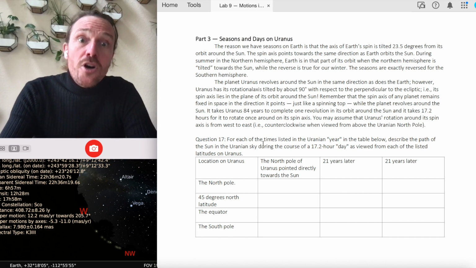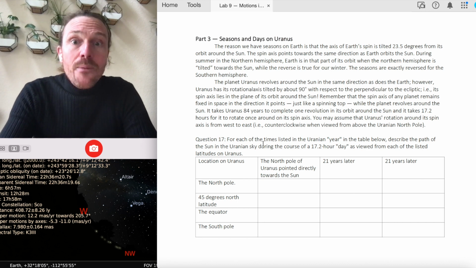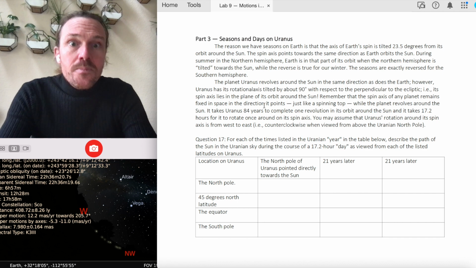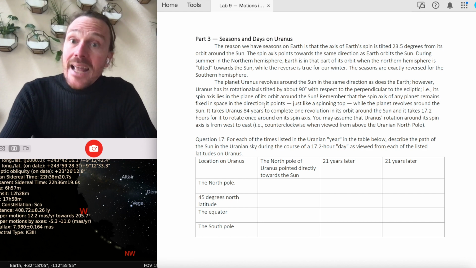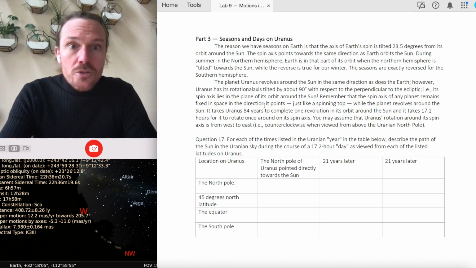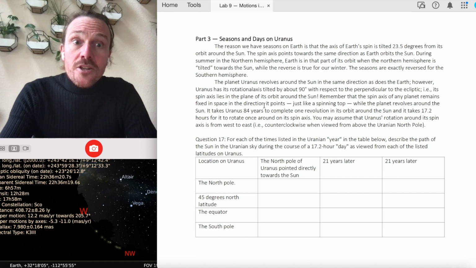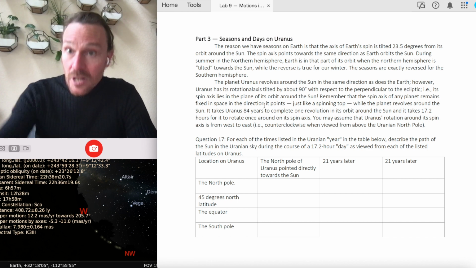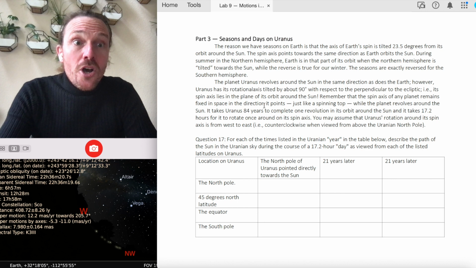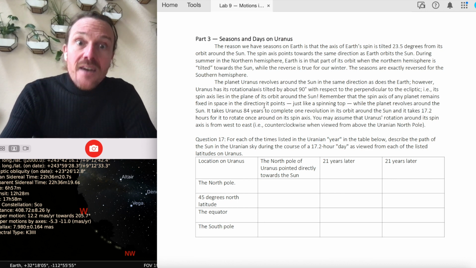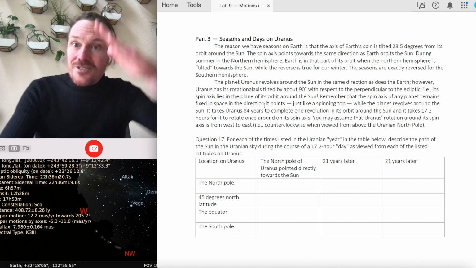So the planet Uranus revolves around the sun in the same direction as does the Earth and all the planets. However, Uranus has its rotational axis, which should be two words, by the way, tilted by about 90 degrees, really close to 90 degrees, not exact, but close, with respect to the perpendicular to the ecliptic, in other words, the ecliptic pole. In other words, its spin axis lies in the plane of its orbit around the sun, right? So it's like facing the sun.